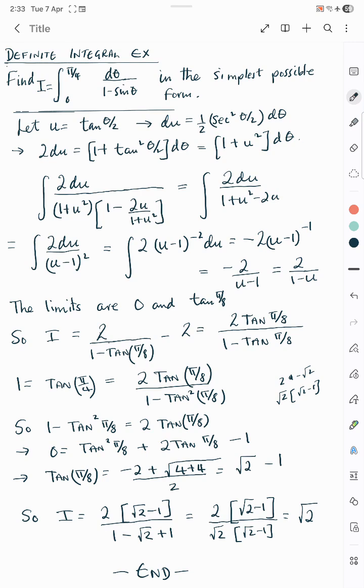It's simplifying the numerical value, which adds just a little bit more to it.